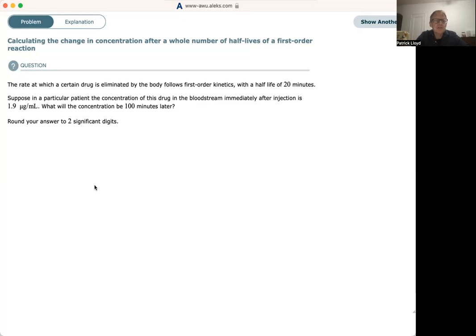So when we read the question, it says, the rate at which a certain drug is eliminated by the body follows first order kinetics with a half-life of 20 minutes. Suppose in a particular patient, the concentration of this drug in the bloodstream immediately after injection is 1.9 micrograms per milliliter. What will the concentration be 100 minutes later? Round your answer to 2 significant digits.